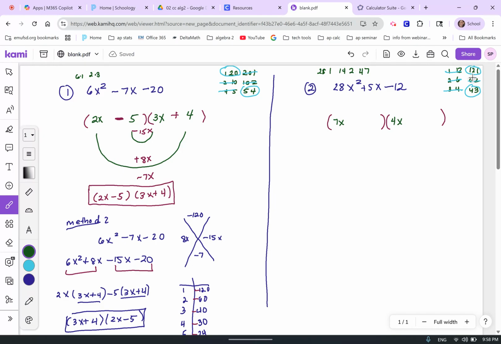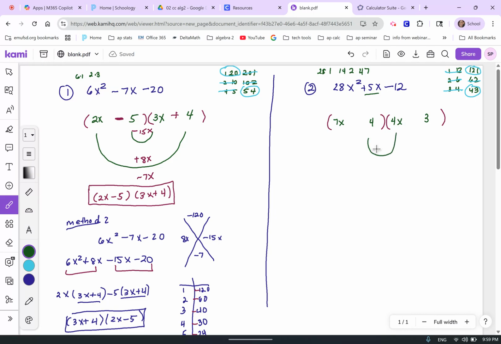if it works. I probably would guess that it's not 12 and 1 because that's a larger number, and that middle term that we're trying to find the product of the outer and the inner is a small number. So most likely isn't that, but it could be, but I suspect not. So I'm going to try 4 and 3. I know the signs in the parentheses have to be different because the last term is negative.